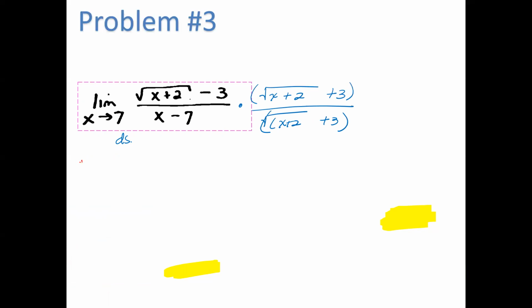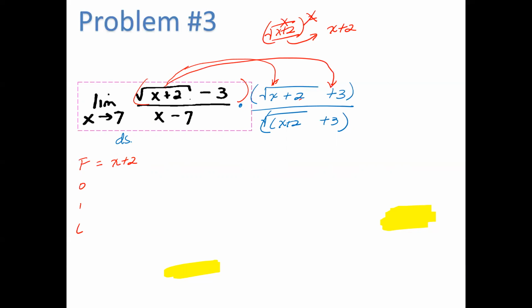And when I do that, let's go ahead and FOIL the numerator. First is going to be square root of x plus 2 times the square root of x plus 2. Like I said before in the last example, when you have a square, the square and the square root cancel, and whatever you have inside the square root is just by itself. So in this case, it's x plus 2. Then you do the outer, which is going to be a positive 3 times the square root of x plus 2. And then the inner, which is going to be a negative 3 times the square root of x plus 2. And then you do the last, which is a negative 9.